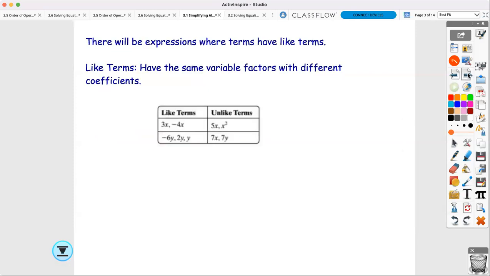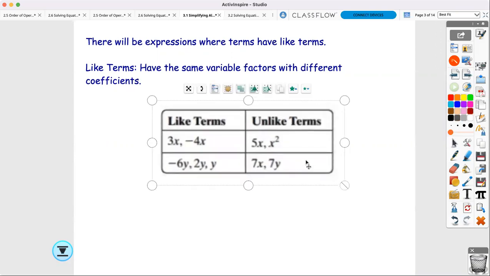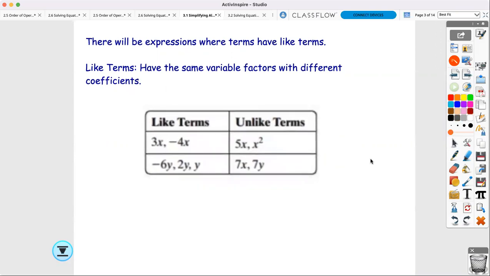All right, there will be expressions where terms have like terms, and like terms have the same variable factors with different coefficients. Go ahead, I'll give you a minute, 2 minutes to copy this down. If you look at the little chart below on like terms and unlike terms, I put that chart there so you could have examples of what are like terms and what aren't like terms.